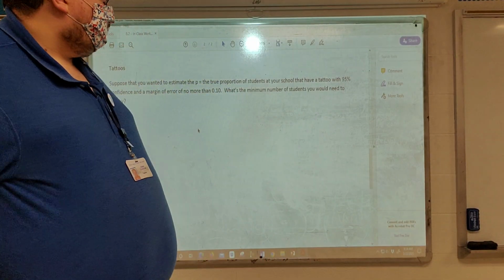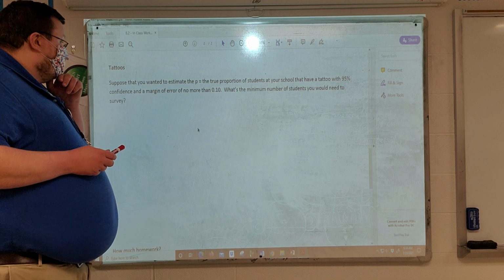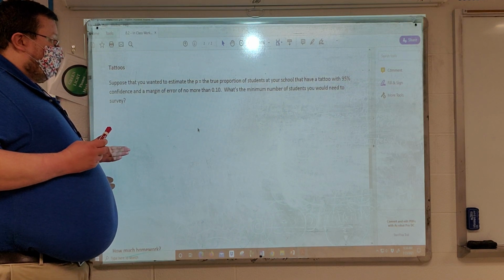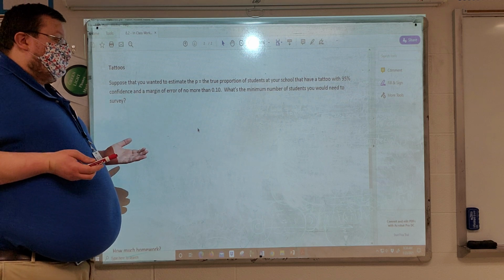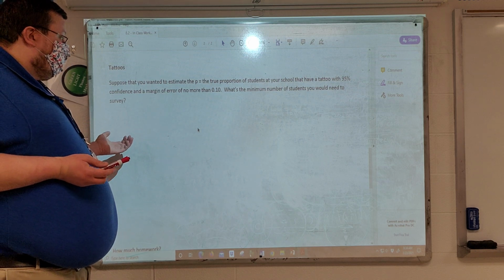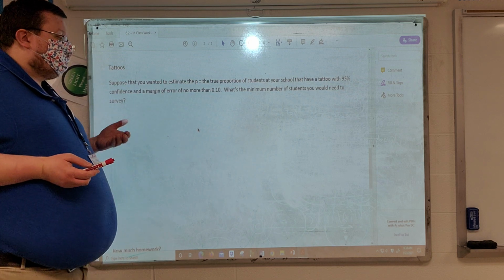All right, so today I want us to look at this question with sample size real quick. Suppose that you wanted to estimate P, the true proportion of students at your school that have a tattoo with 95% confidence and a margin of error of no more than 0.1. What's the minimum number of students that you need to survey?